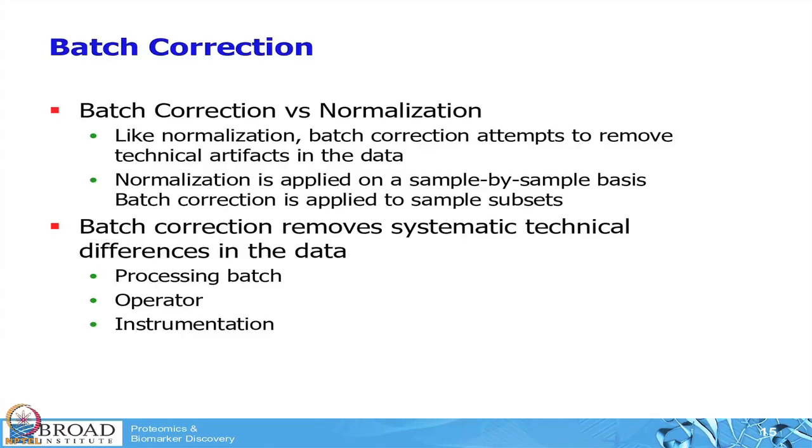And if you did your experiment correctly and there is a batch effect, then how do you deal with it? That's kind of what I'm going to talk about in the next few slides. So, like normalization, batch correction attempts to remove technical artifacts in the data. But normalization is usually on a sample by sample basis, whereas batch correction is on a sample subset basis. So you have a group of samples that you ran at some point that resulted in some technical difference between some other group.